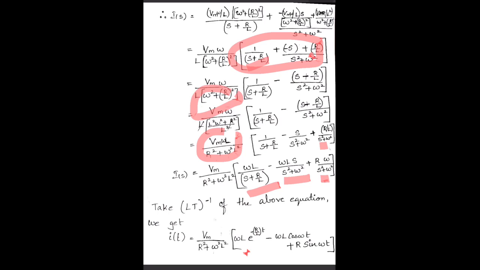So therefore e power of minus r by L of t, omega L e power of minus r by L of t, minus omega L is taken here, and since you have got s term here, s divided by s squared plus omega squared, upon taking Laplace inverse you will be having cos of omega t, and omega divided by s squared plus omega squared, upon taking Laplace inverse you will be having sine of omega t. So the final expression gets reduced into this.